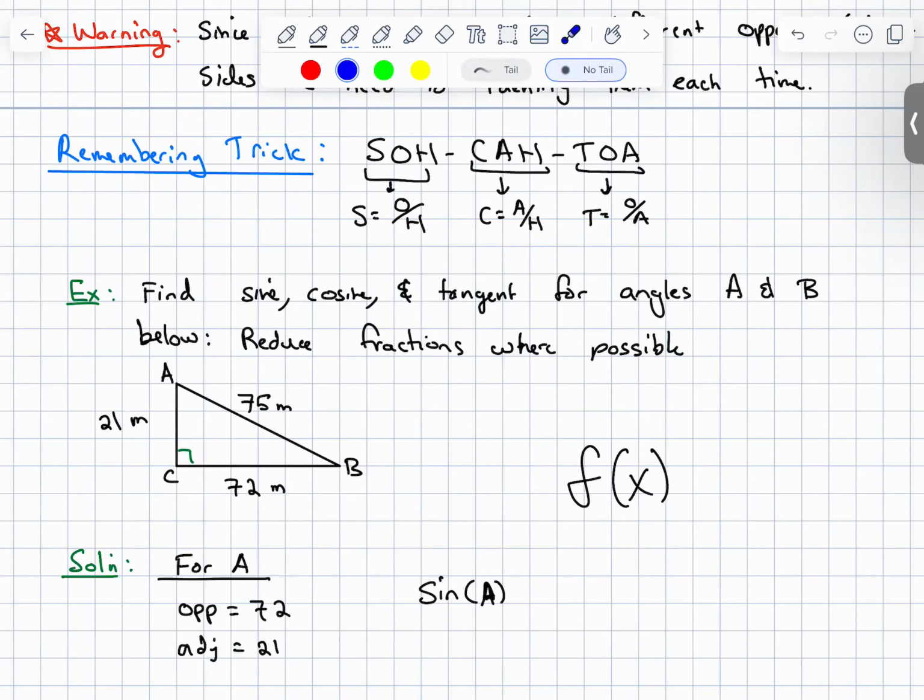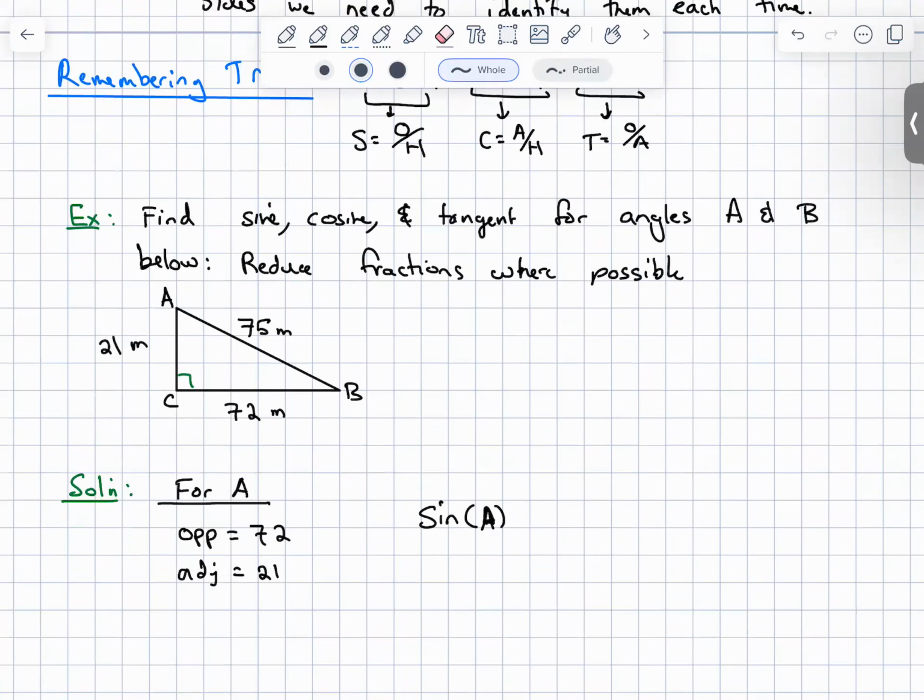You said opposite over hypotenuse. Isn't the hypotenuse 75? Yes. So then why'd you put adjacent as 21? Excellent question. I'm setting up so that when we do the cosine and the tangent as well, we have the adjacent and opposite in front of us. So the hypotenuse is 75, but sine will be opposite over hypotenuse. So this will be 72 divided by 75.